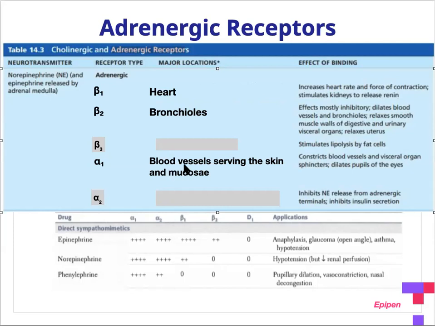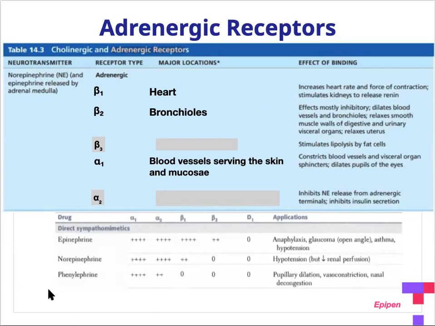And so the alpha 1 receptors are going to be found mostly in blood vessels serving those other organs. Okay, so vasoconstriction of these blood vessels ensures that an adequate amount of blood gets shunted to the more critical organs. Okay, and then don't worry about alpha 2 right now.